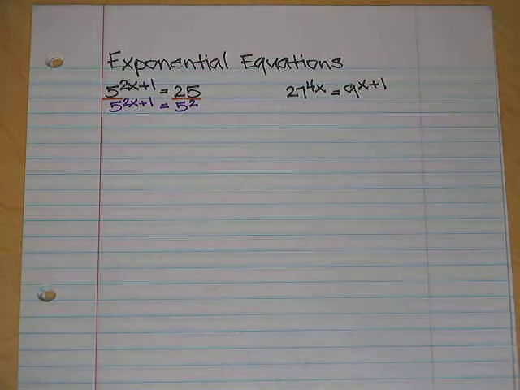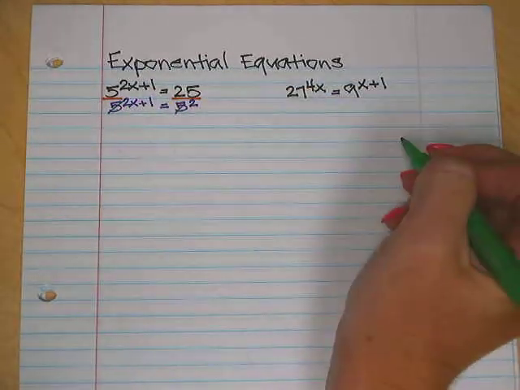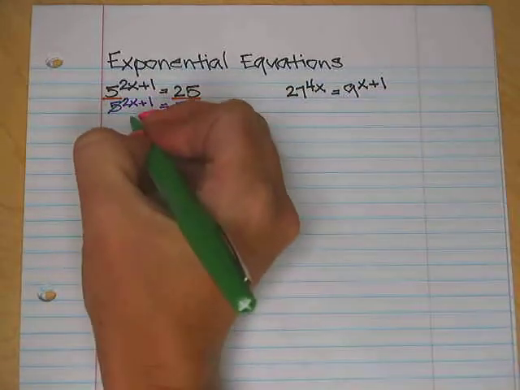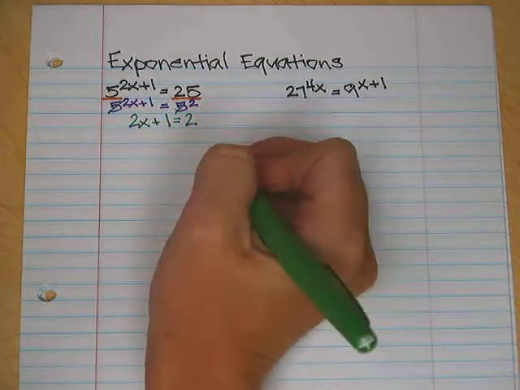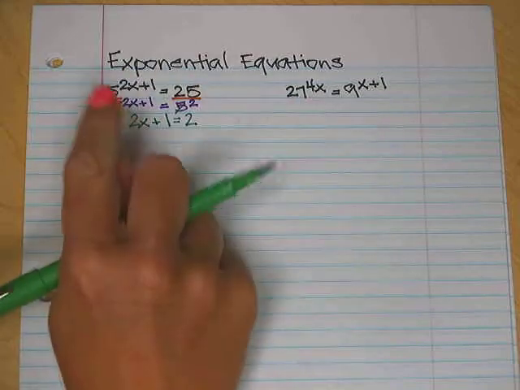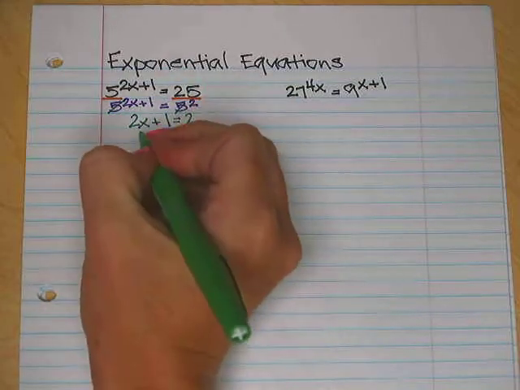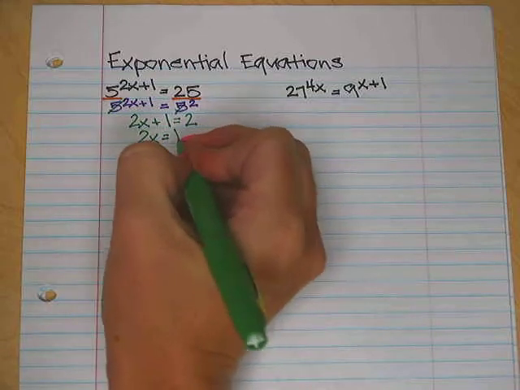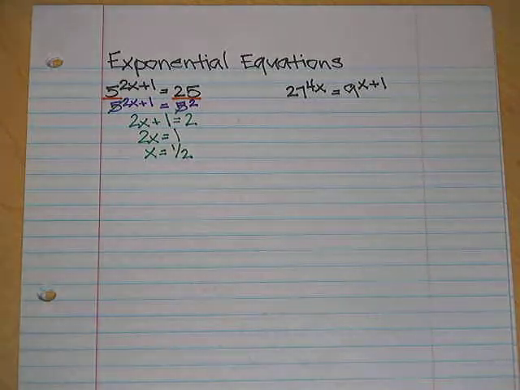Now that my bases are the same, I can ignore them and deal only with the resulting equation. So 2x plus 1 equals 2, just equating the exponents. If the bases are equal, then the exponents must be equal. So 2x is 1, x is 1/2.